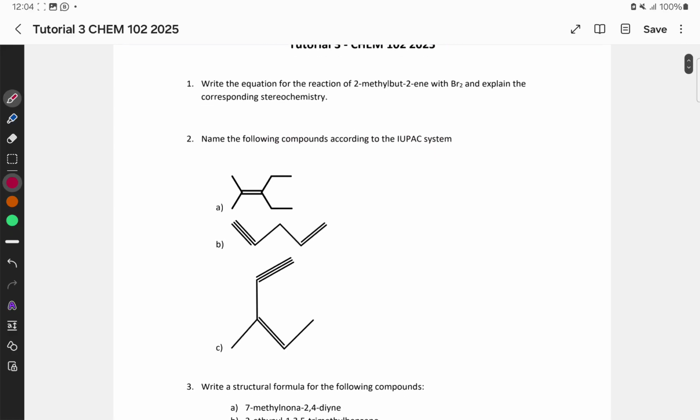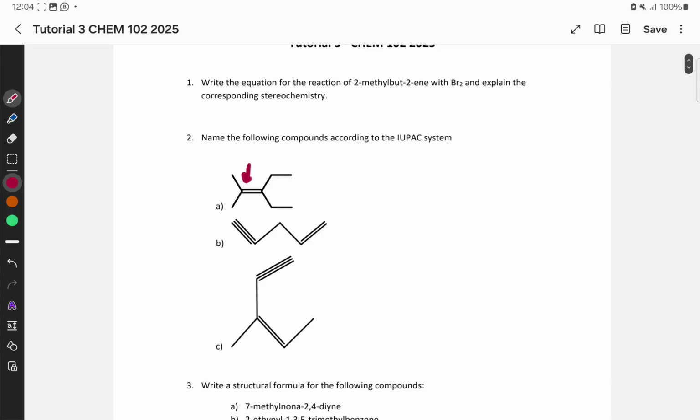All right, and then here we can see that they're giving us something with a double bond, which is an alkene, something with a triple bond, which is an alkyne, and something which, like this one, has both of them, a triple bond and a double bond, okay? And here, a triple bond and a double bond together. So let's see what it is.